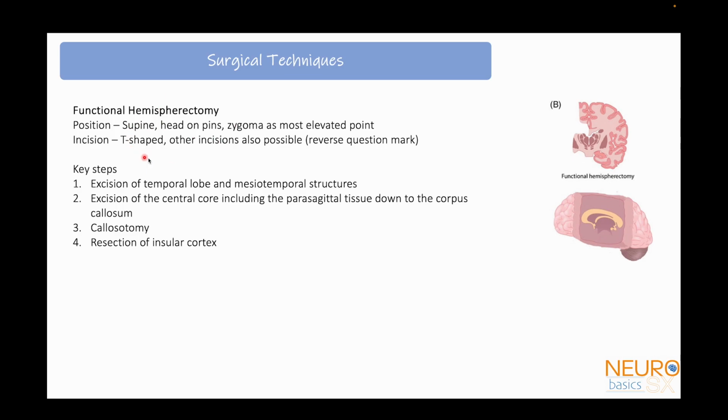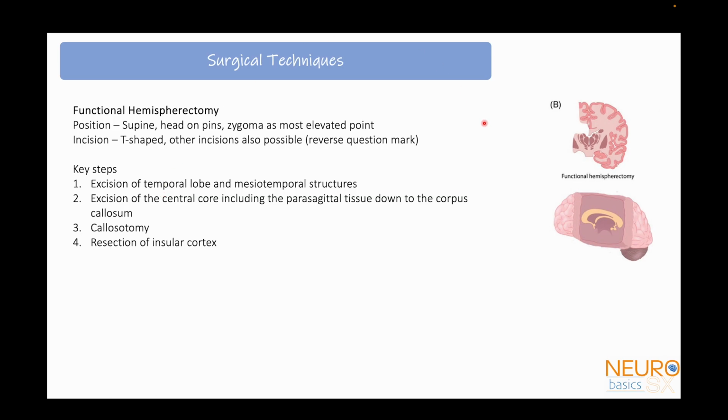Okay, so one commonly used incision is the T-shaped incision because you get quite good and wide exposure with this. You can even use a reverse question mark incision and other incisions as comfortable. Now, the key steps of a functional hemispherectomy: you go in first and do an ATL and AH. You remove the temporal lobe, the amygdala and the hippocampus.